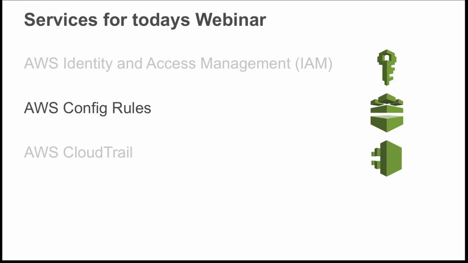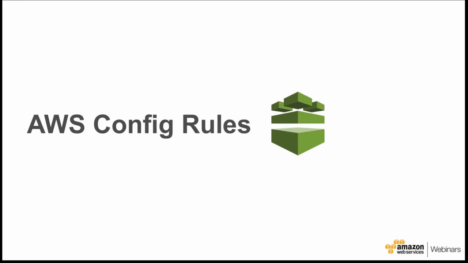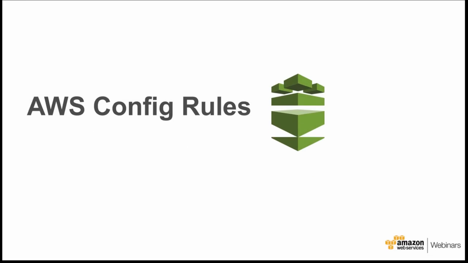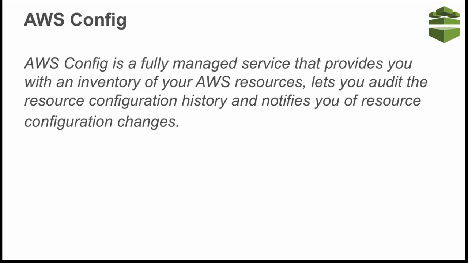So I want to move away from identity and access management for a little bit and look at AWS Config Rules. AWS Config is a fully managed service that provides you with an inventory of your AWS resources, lets you audit the resource configuration history, and notifies you of resource configuration changes.